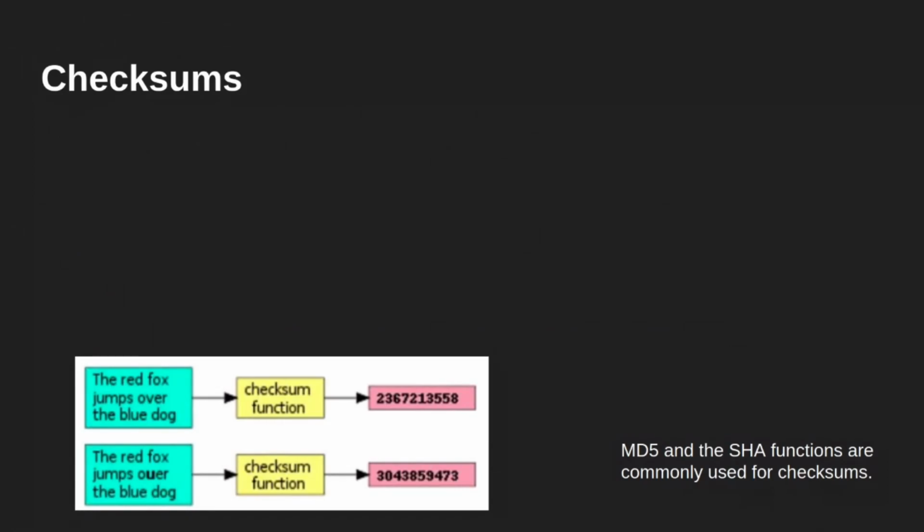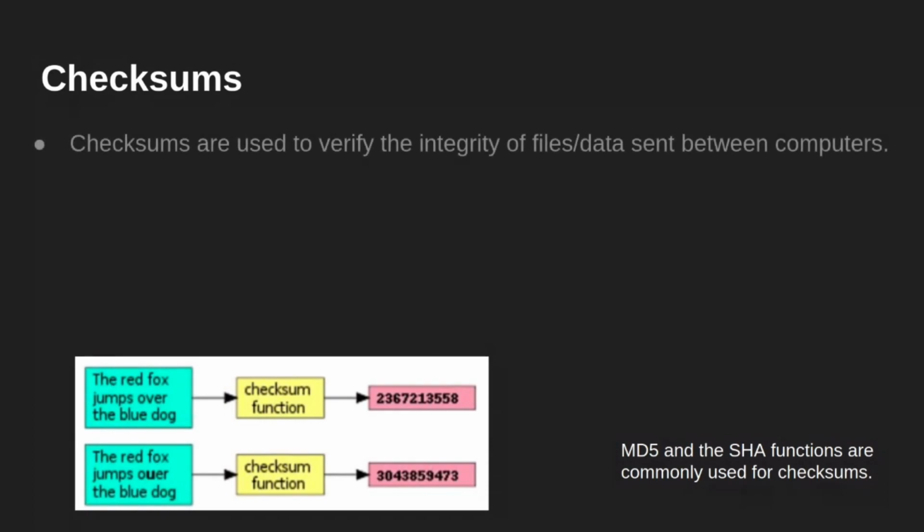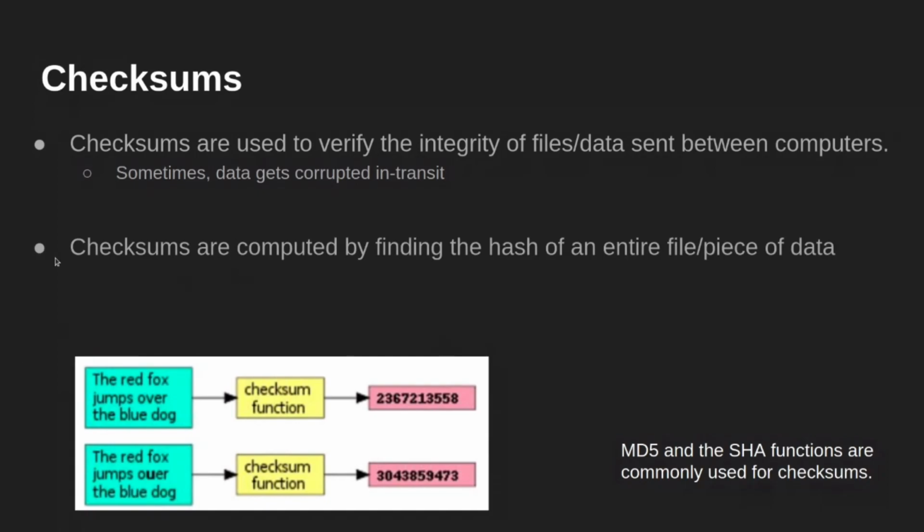Okay. The next thing I'll talk about is checksums, which I mentioned a bit earlier. So the reason why checksums exist is because data can get corrupted when they're being communicated over the internet. So checksums are used to verify the integrity of files and data sent between computers. So checksums are just computed when you find the hash of an entire file. Because in the end, files are still just stored as a string of bits, right? So you can still find the hash of those.